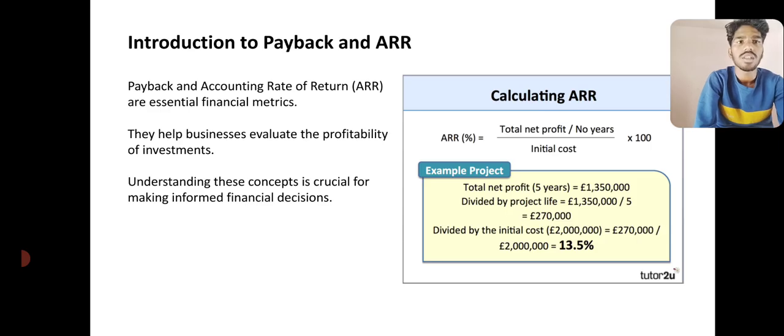And you can see the formula there for calculating the accounting rate of return: total net profit divided by the number of years, divided by the initial cost, into 100. You can get the percentage over there. If you want to know about it with clarity, you can take a screenshot and see their example project. The total net profit for 5 years equals 13 lakhs 50,000 euros, divided by the project life, which was 5. Dividing by these, you get around 2 lakh 70,000 euros, and dividing by the initial cost, you get the percentage of profit.